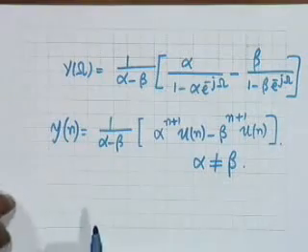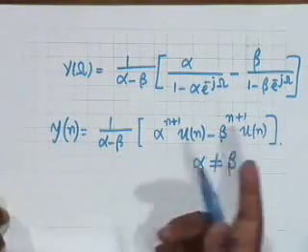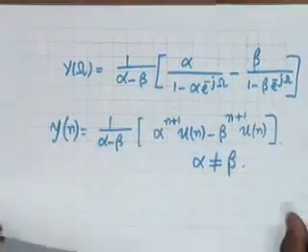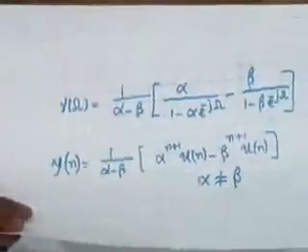Now what do you do if alpha is equal to beta? You go back to the original function. That is, if alpha equals beta, then Y of omega shall be equal to 1 by 1 minus alpha e to the minus j omega, whole squared.